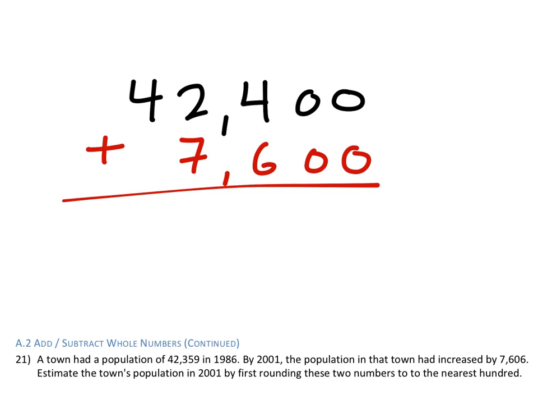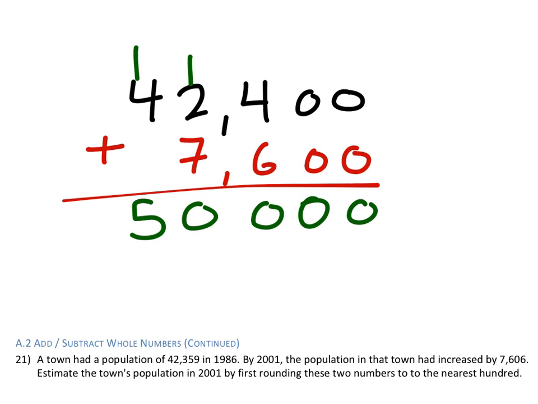The nice thing about rounding is it makes adding these a lot easier because I'm adding some zeros together. 0 plus 0 is 0, 0 plus 0 is 0, 4 plus 6 is 10, so I'll carry the 1. 1 plus 2 plus 7 is another 10. And 1 plus 4 is 5. So my final answer there, 50,000.